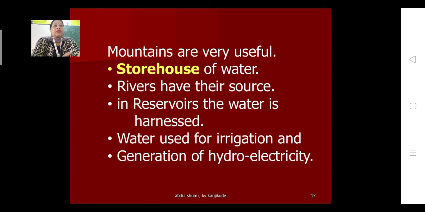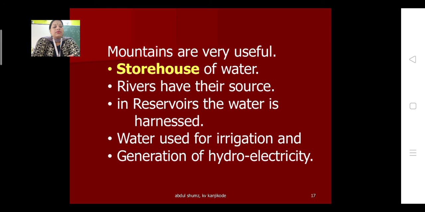Here are some of the useful features of the mountain. Mountains are the storehouse of water, and when they are river sources, they are reservoirs of water. This water can be used for irrigation as well as hydroelectricity. The river valleys and terraces are ideal for cultivation.